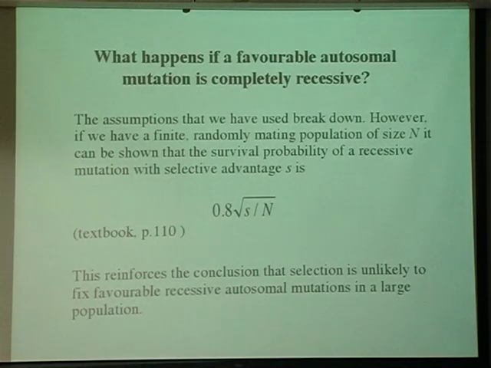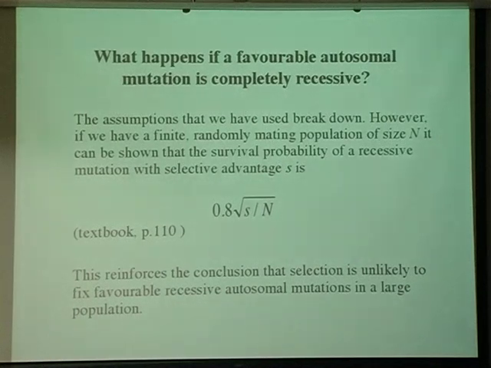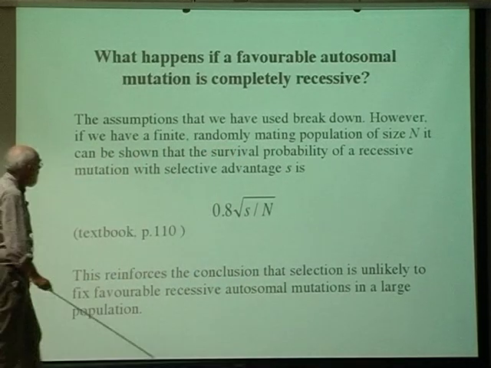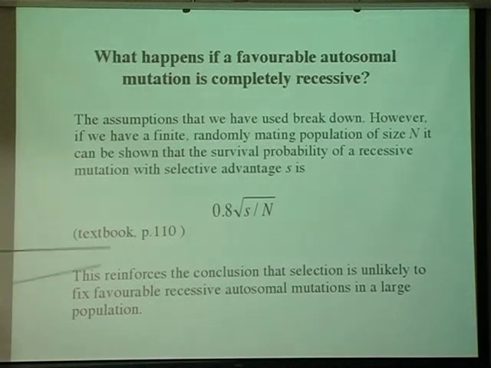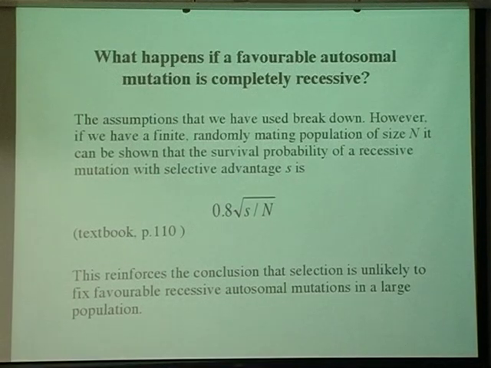But you're probably asking, what happens if a favorable autosomal mutation is completely recessive? Branching process, that's the technical name for the calculation I just showed you, assumes that the population size is infinite. But that breaks down because there's no fitness advantage to the heterozygote in the case of a favorable recessive. If we take into account finite population size, if the population is a Wright-Fisher population of size N, the survival probability of a recessive mutation is, after a somewhat difficult calculation, first done by Haldane in 1927 but cleaned up considerably by Kimura, about 0.8 times the square root of the ratio of the selection coefficient to the population size. And that's telling you that if the population size is very big, that's almost 0.